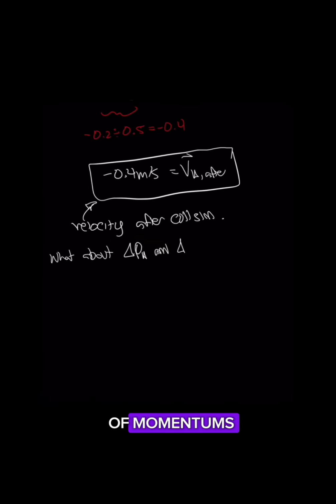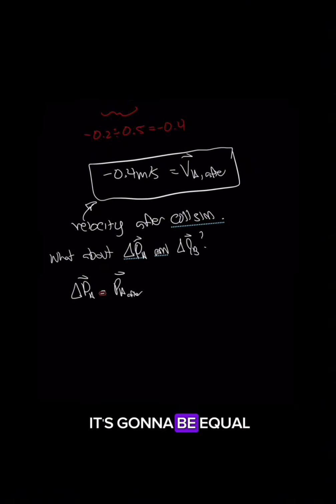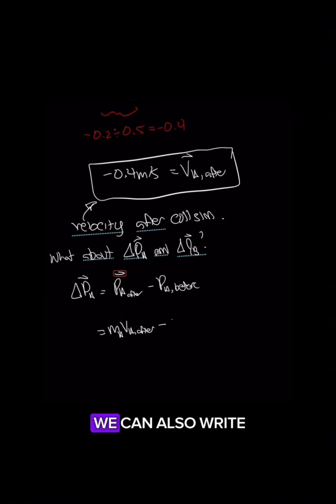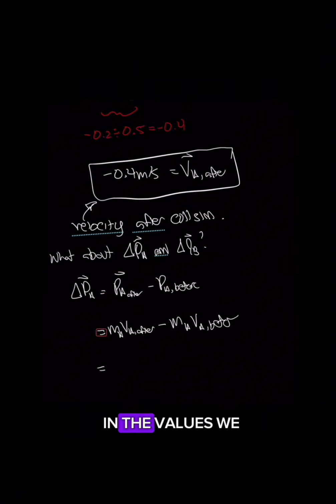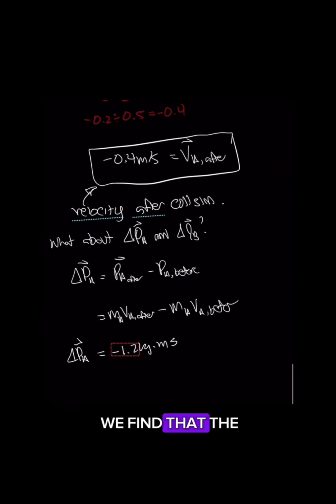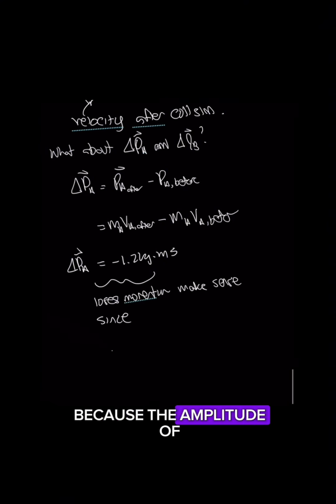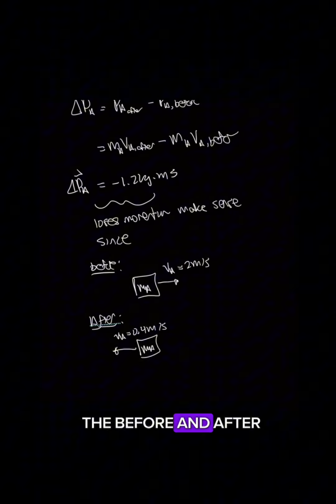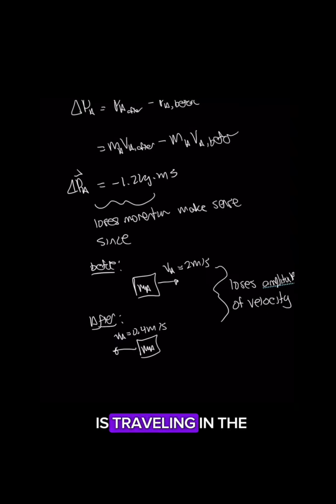What about the change of momentums of the two masses? For the change of momentum of A, it's going to be equal to PA after minus PA before. You can also write it in this form here. And if we plug in the values we found in the question, we find that the change in momentum of mass A is negative 1.2 kilograms times meters per second. So it loses momentum. And this makes sense because the amplitude of its velocity, if we look at the before and after, decreases and it is traveling in the opposite direction.